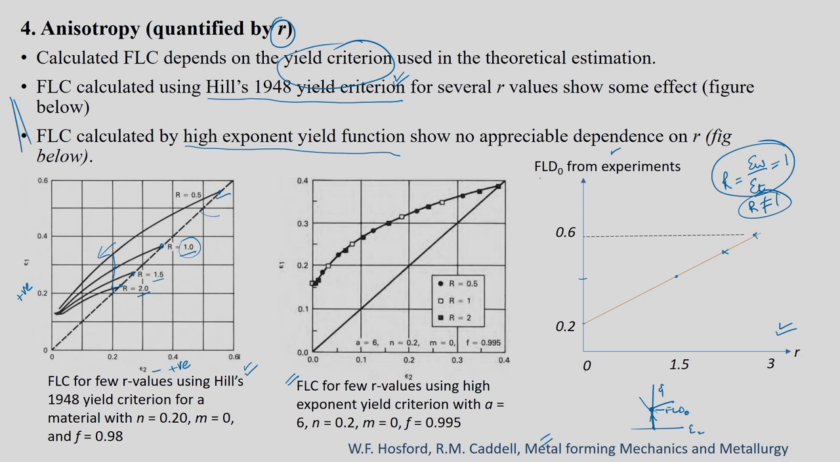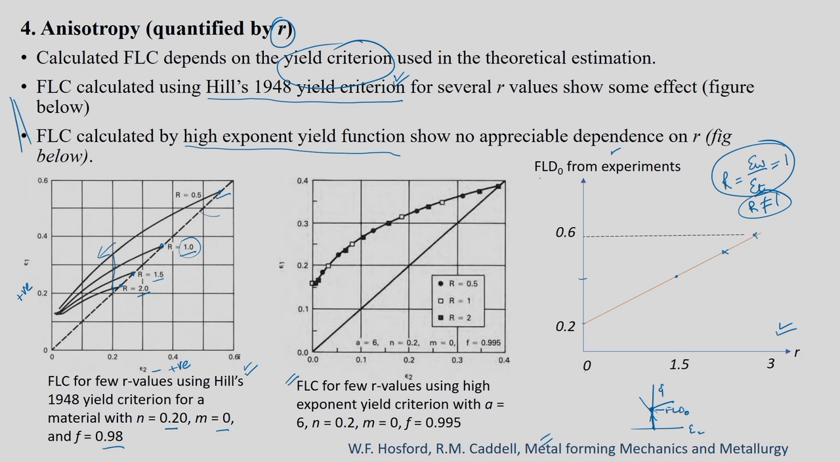So, in Hill's 1948 yield function, there are some values which you can fix. Say, for example, for this particular calculation, an n value of 0.2, an m value of 0, and this f value, the inhomogeneity factor, is kept as 0.98. When you do that, you get this particular type of curve.